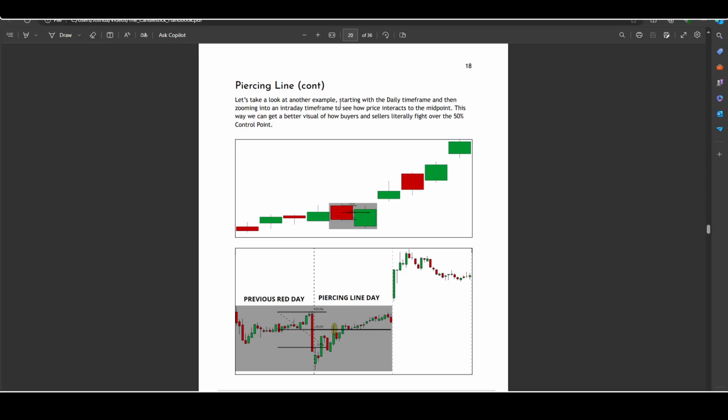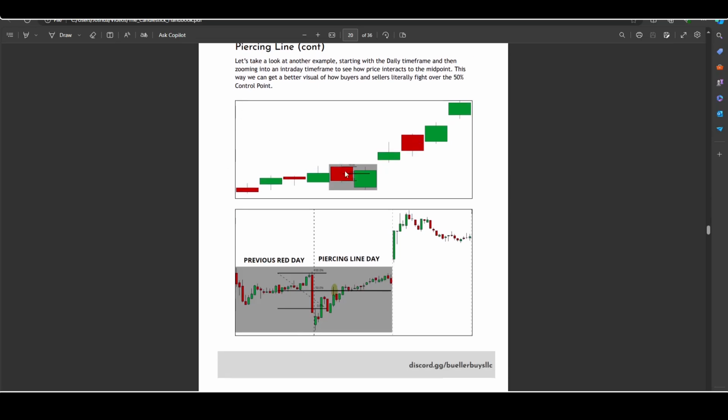Let's take a look at another example, starting with the daily time frame and then zooming in to an intraday time frame to see how price interacts with the midpoint. Again, to not just talk about it, but to actually see how to take trades on it. This way we can get a better visual of how buyers and sellers literally fight over the 50% control point. And this is so, like I just said, we can actually take real trades on this. So we're not just saying, oh, it took 50%, it's a bullish candlestick. Okay, but did you zoom in? Did you try to take a trade on it? What are we doing here?